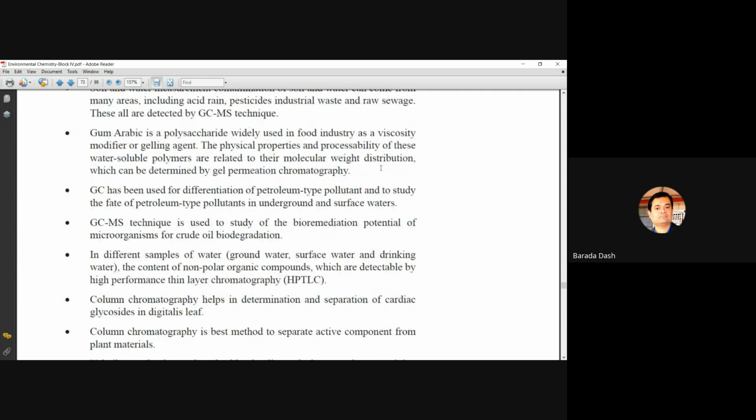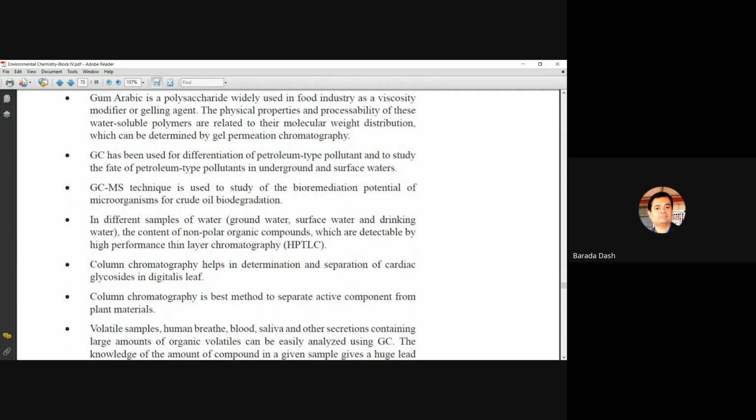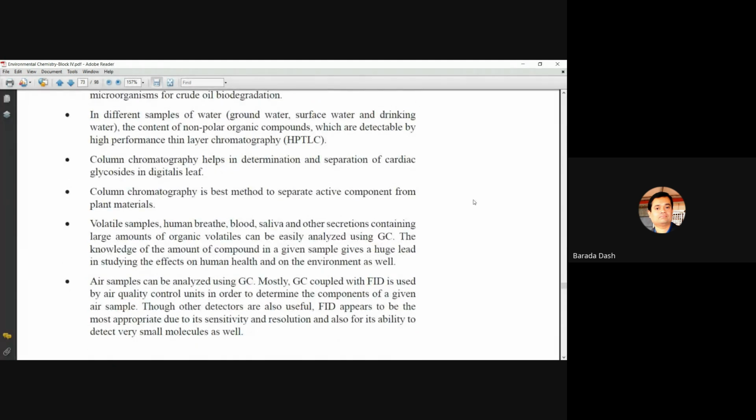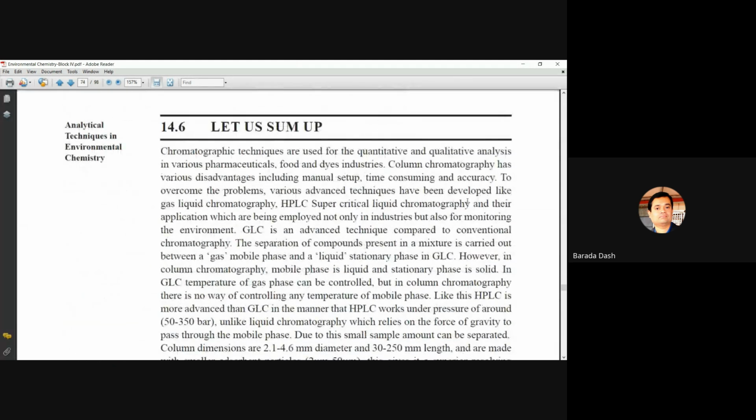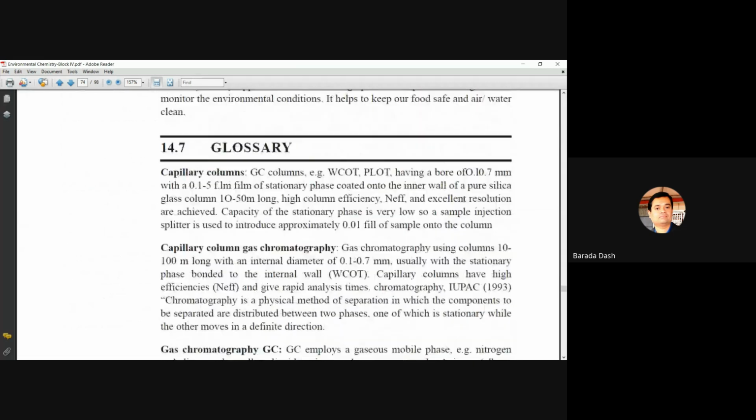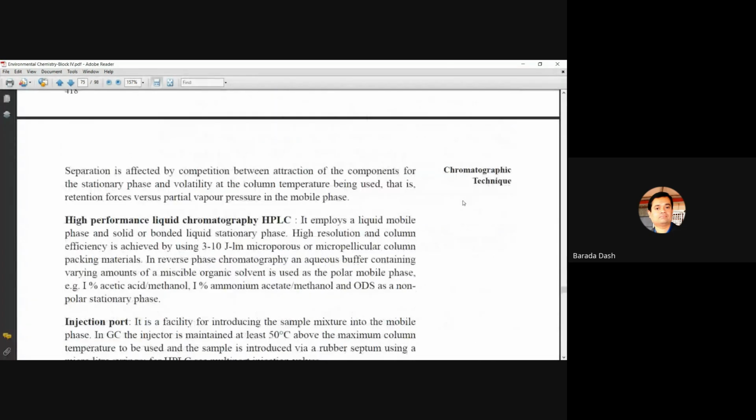GC has been used for differentiation of petroleum type pollutants and to study the fate of petroleum type pollutants in underground and surface waters. The GC-MS technique is used to study the bioremediation potential of microorganisms in crude oil biodegradation. So there are many different applications of chromatography, very essential for environmental analysis.